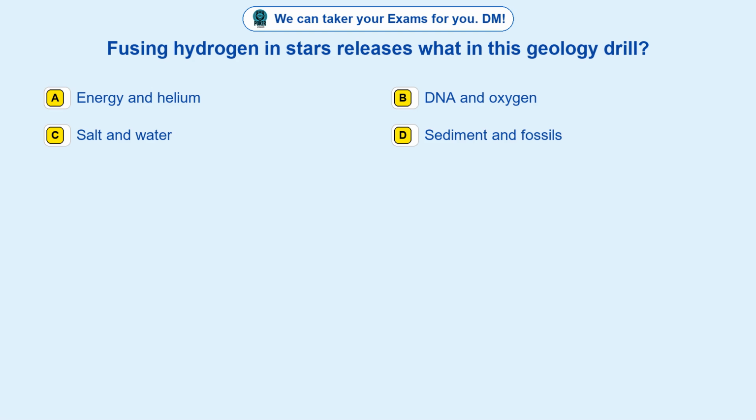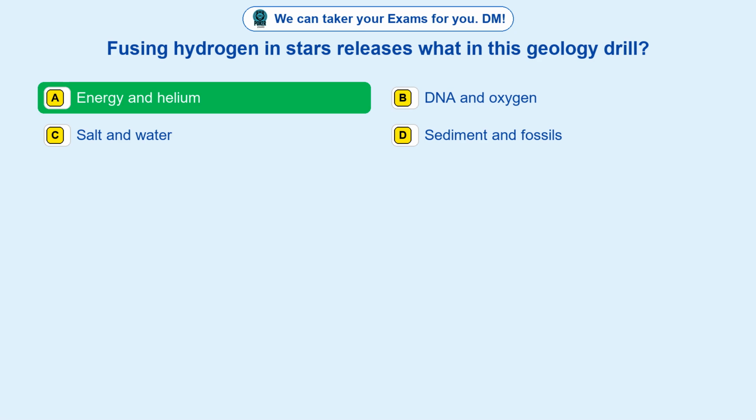Question 93. Fusing hydrogen in stars releases what in this geology drill? Option A, energy and helium. Option B, DNA and oxygen. Option C, salt and water. Option D, sediment and fossils. The correct answer is option A.